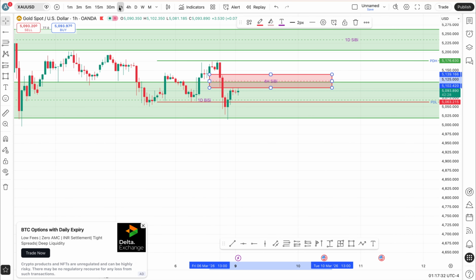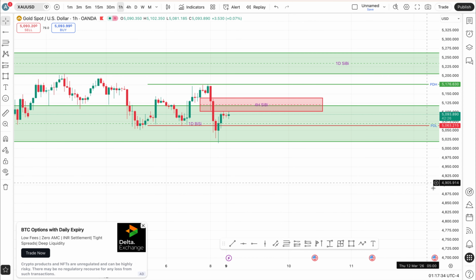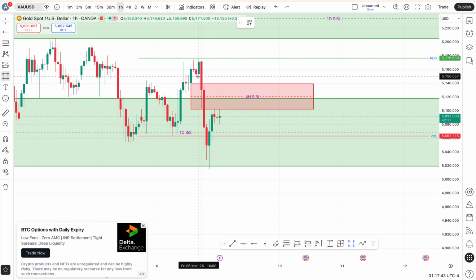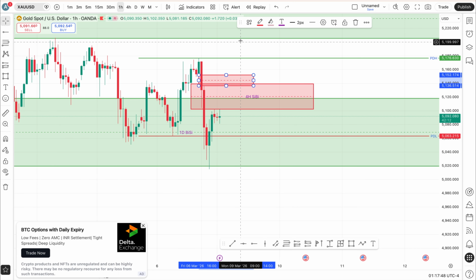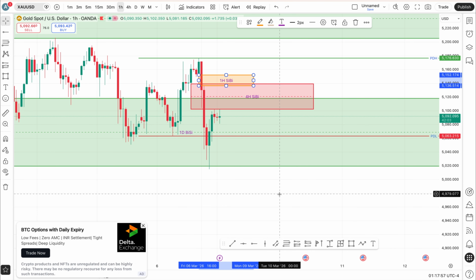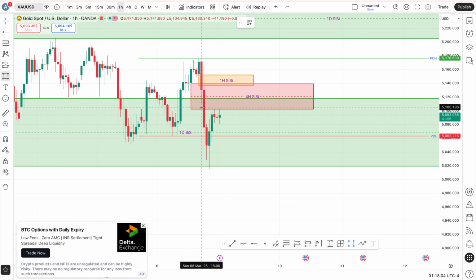We now zoom into the 1 hour time frame. Today's sell-off created two clear sell-side inefficiencies on the way down. These imbalances being here. CB stands for sell-side imbalance, buy-side inefficiency, and another CB here.